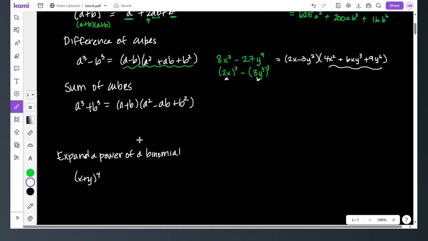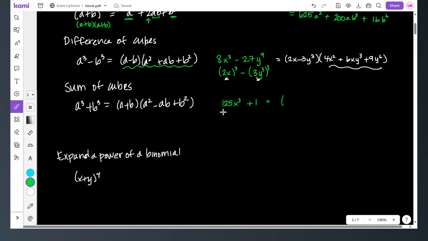All right, sum of cubes. This formula is very similar to what we were just looking at, except the sign in the middle is positive. And so notice this is negative, everything's positive. This starts positive, the first sign's negative, the last sign's positive. So let's go, how about 125x cubed plus 1.